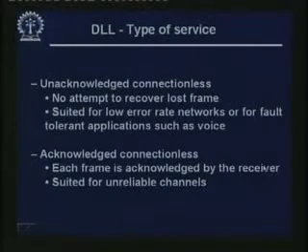What are the types of services that the data link layer gives? One is unacknowledged connectionless service. There is no attempt to recover lost frames. If some frame is lost due to noise or error, there is no attempt to recover it, and there is no acknowledgement from the other side. It is a connectionless system, suited for low error rate networks or for fault tolerant applications such as voice.